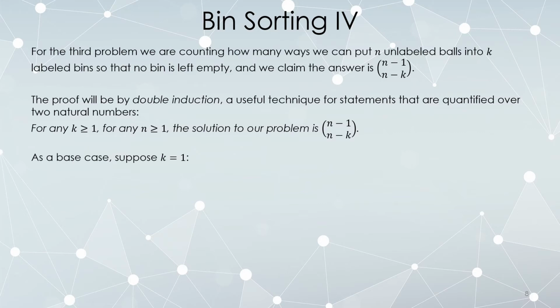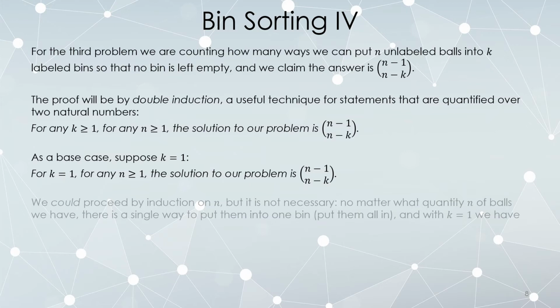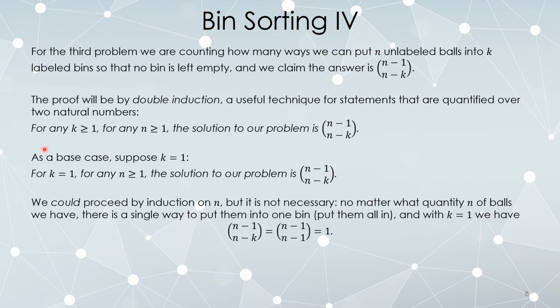As a base case, let one of the variables be its base value, which in this case is 1. Then formally the claim becomes, specifically for k equals 1, for any n, the solution to our problem is n minus 1 choose n minus k. Now you can proceed by inducting on n, because in this particular statement, k is fixed at 1, and n is anything bigger than or equal to 1.